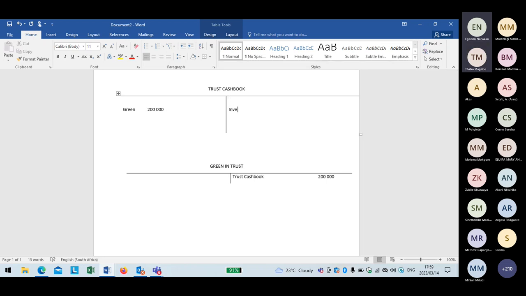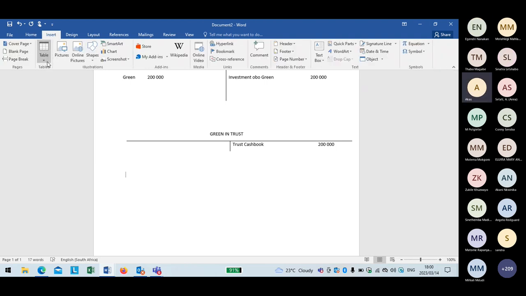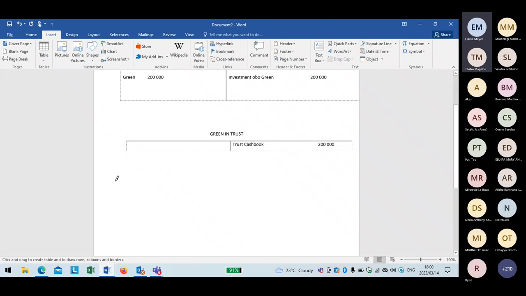And we will say investment on behalf of Green. And how much are we investing? 200,000. So we credit the trust cash book and say investment on behalf of Green, 200,000. From there, where do we go? Open an investment account ledger for the investment.